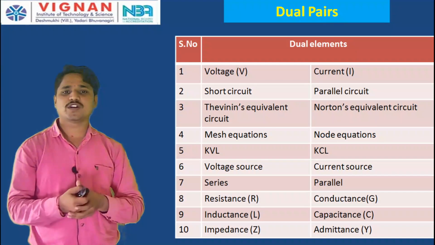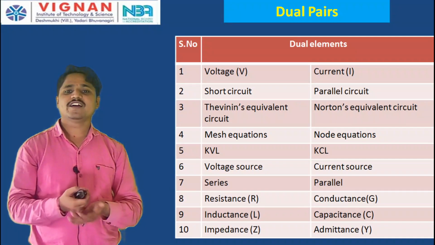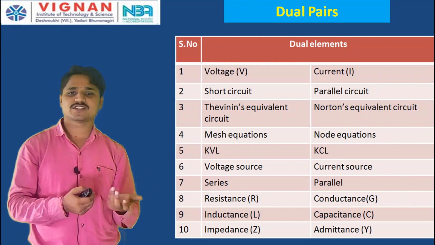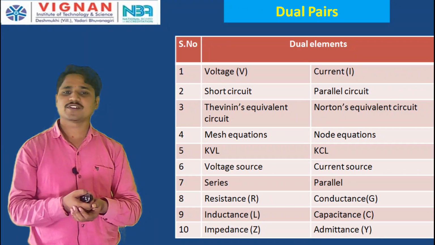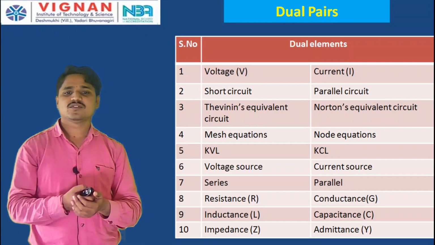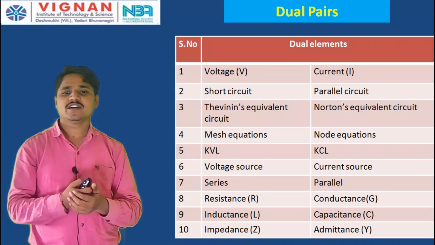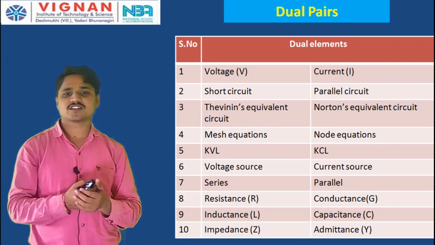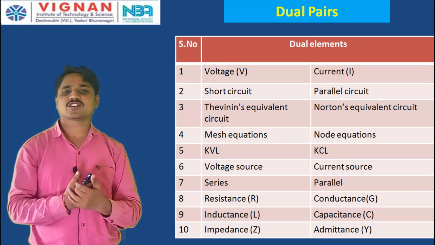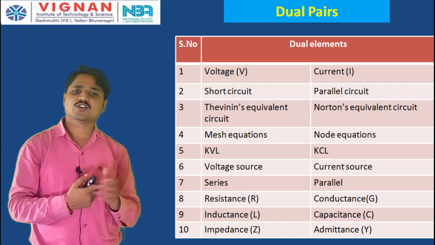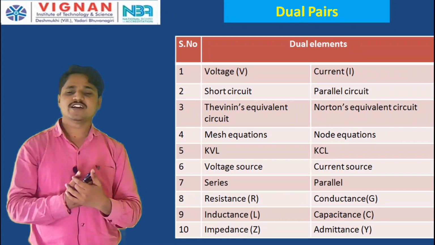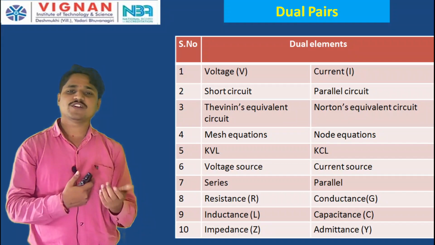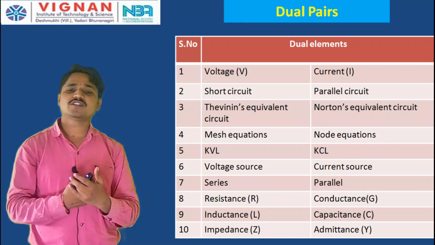Now, see, a voltage source is replaced by a current source, and a voltage in any element is replaced by a current in that element. A series circuit is replaced by a parallel circuit. Thevenin equivalent circuit is replaced by Norton equivalent circuit. I told you when I discussed Thevenin's and Norton's theorems. So, Thevenin's theorem and Norton's theorem are duals of each other.